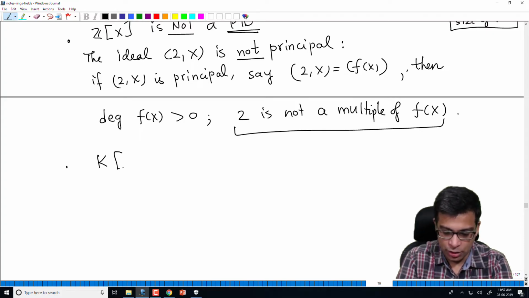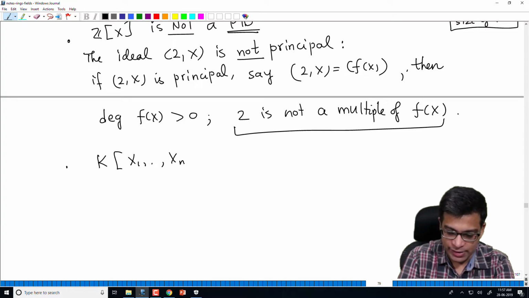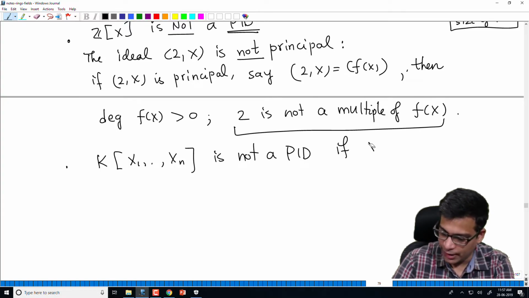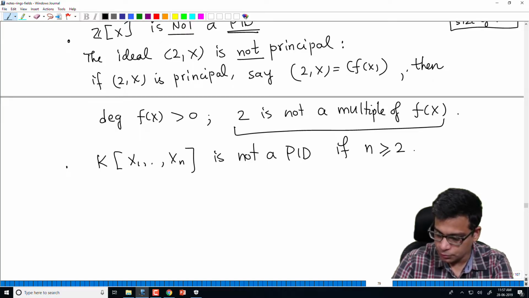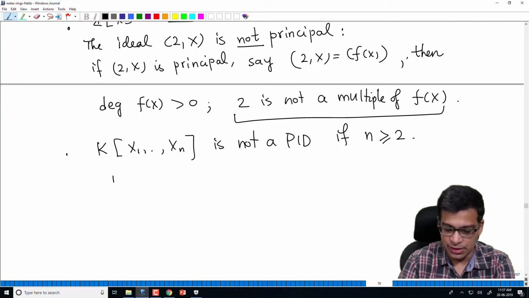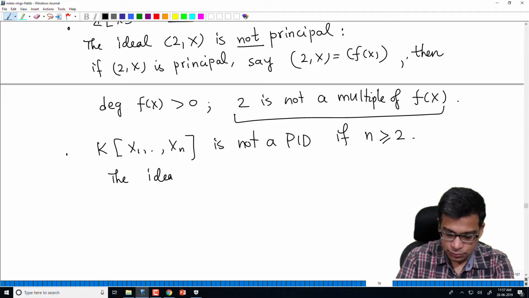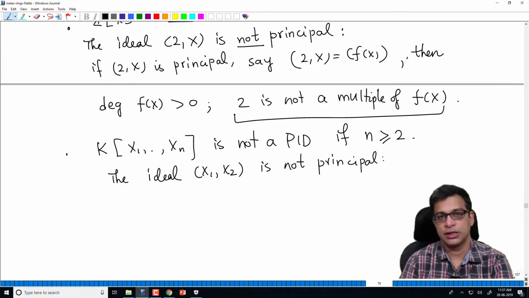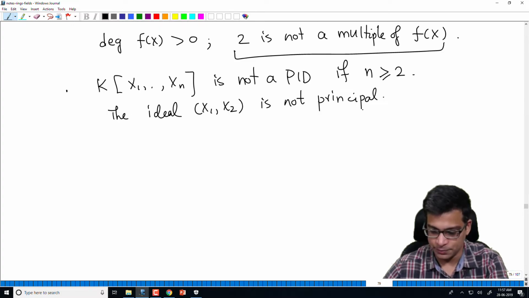Similarly, k[x1, ..., xn] is not a PID if n is at least 2. Right? The reason is the ideal (x1, x2) is not principal. The same kind of reason as before. These are two independent variables, so you cannot choose any single polynomial whose multiples are x1 and x2. So this will never happen.